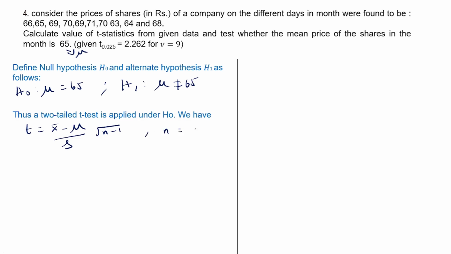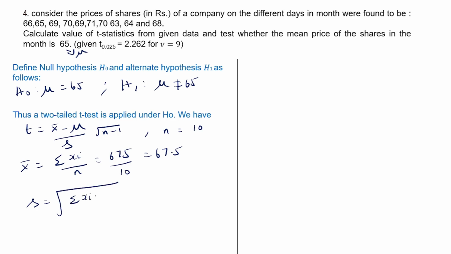Here n is 10. In this problem, x bar is summation xi by n. When we add all these, we get 675, and 675 by 10 is 67.5. And we have to calculate s as root of summation xi minus x bar the whole square upon n. But here we have 67.5, a decimal number. So if we subtract, it will be difficult to square all those and add all those.